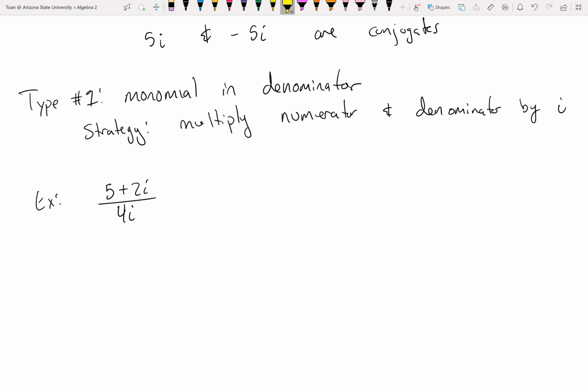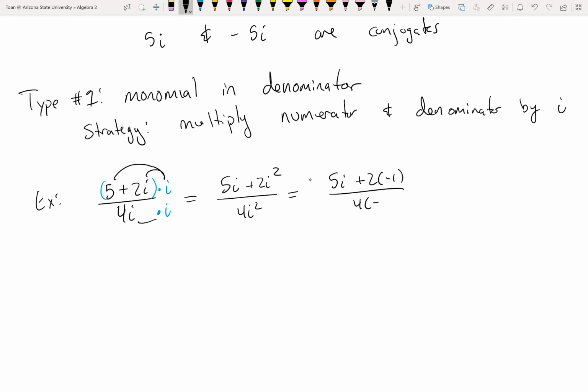I don't care what's on top. All I care about is the denominator. Notice there's only one piece, a monomial. So because there's a monomial in the denominator, the technique is just to multiply everything, top and bottom, by i. Let's go ahead and distribute. That gives us 5i plus 2i squared, and the denominator gives us 4i squared. Remember, i squared is simply negative 1. So that's 5i plus 2 times negative 1 over 4 times negative 1. And then do some math. That's negative 2 plus 5i over negative 4.